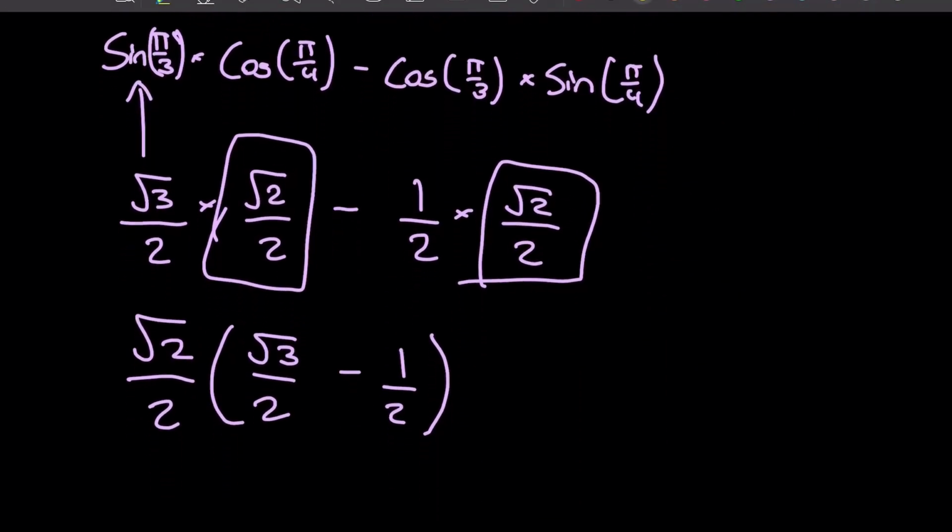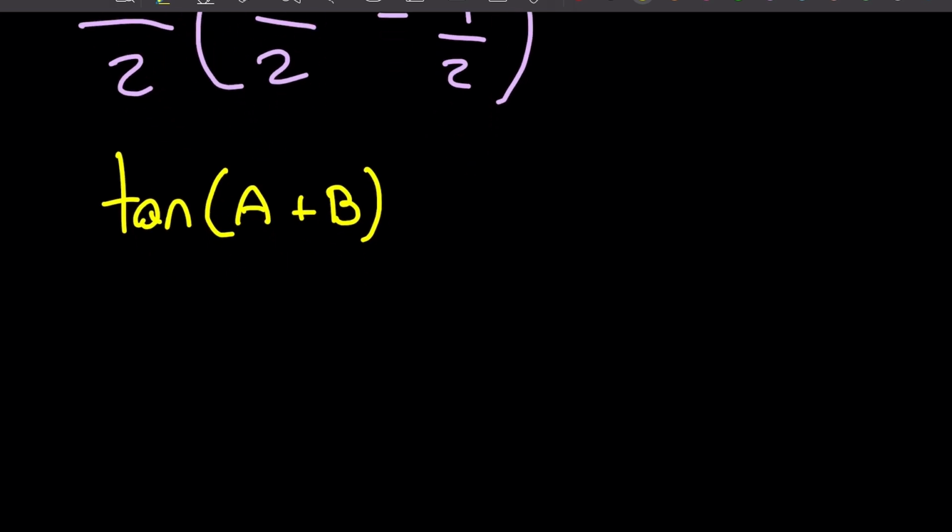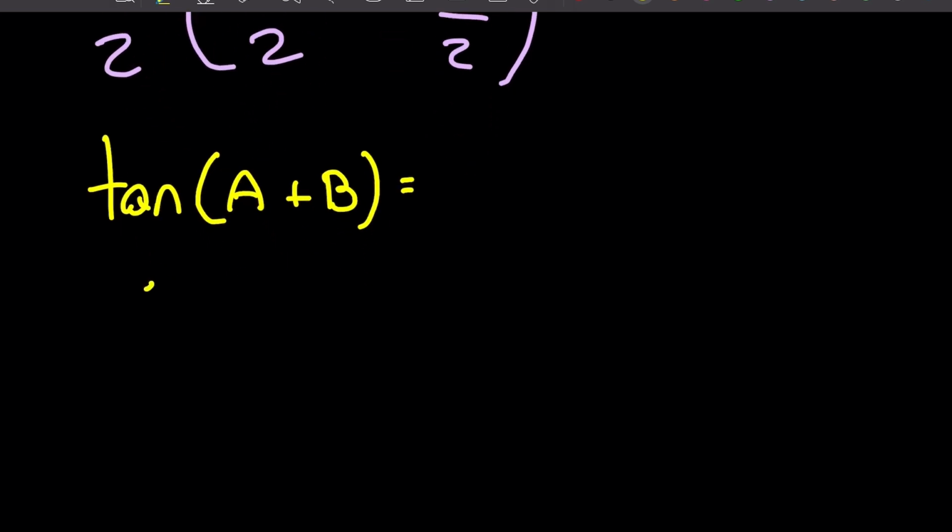So let's say we have tan of A plus B, and we want to find what that is. Now, since I already taught sine of A plus B and cos of A plus B, why don't we just derive this by ourselves? So we know that sine over cos is equal to tan. And this holds true for this expansion.